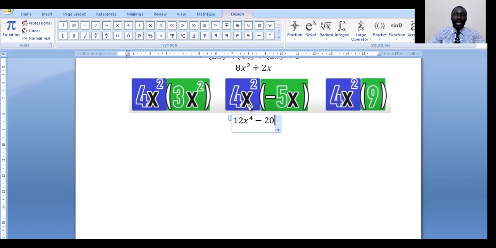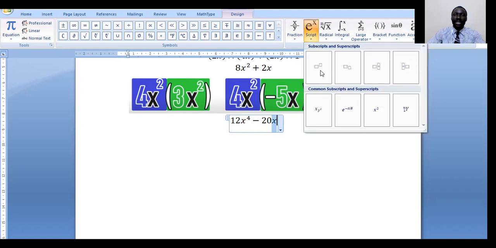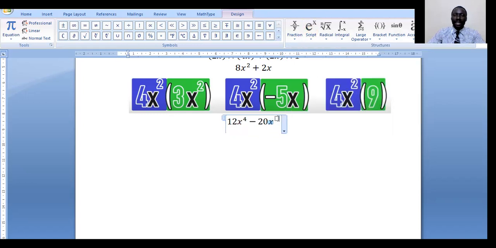Then we have to multiply x squared by x. What is x squared by x? That is going to be x with exponent 2 plus 1, which is 3. That is 2 for x squared plus 1 for x.